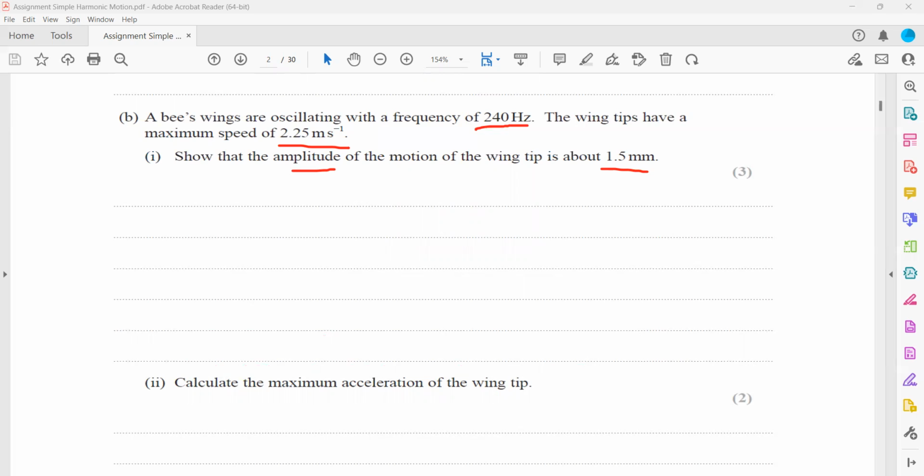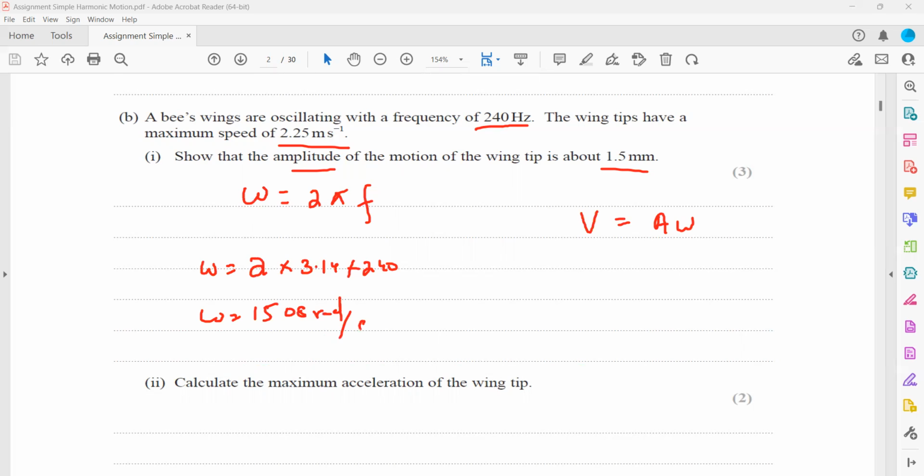So the formulas which we'll use: omega equals 2 pi f, which relates the frequency with angular speed, and then v equals r omega, or v equals a omega, where v is the speed, a is the amplitude, and omega is the angular velocity. So first we'll work out the angular velocity. Omega equals 2 times pi, 3.14, times the frequency 240. When we multiply, it will be 1508 radian per second.